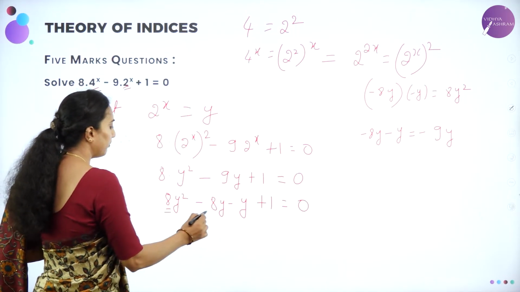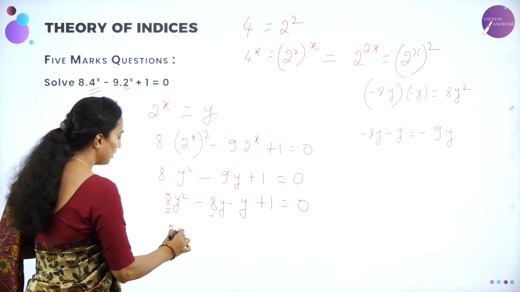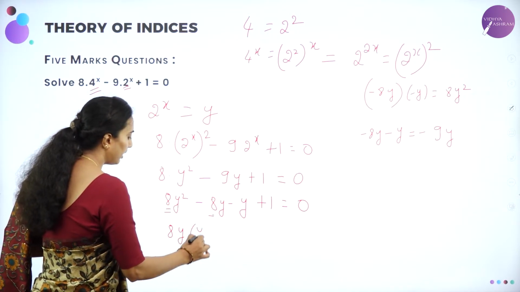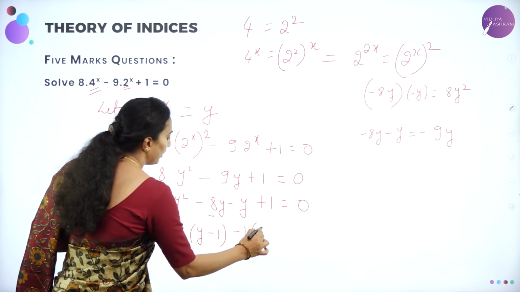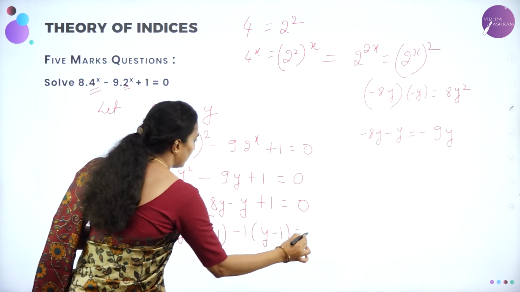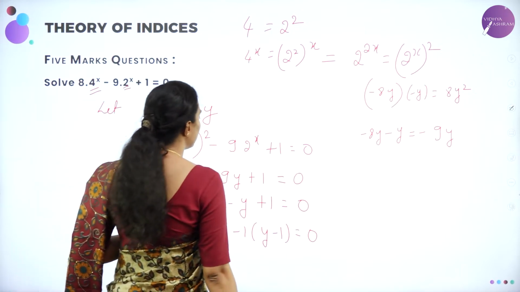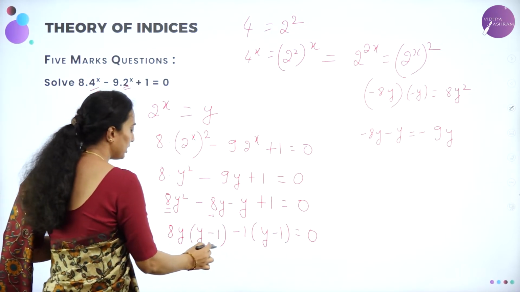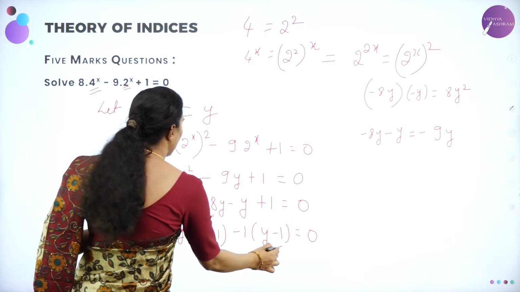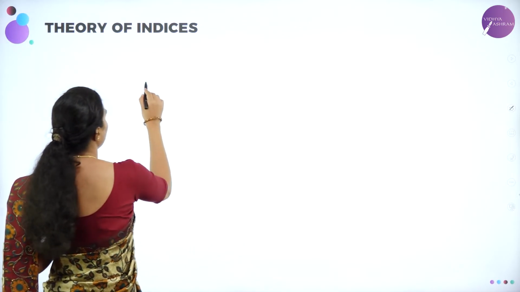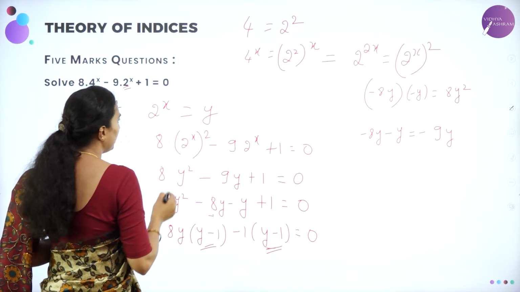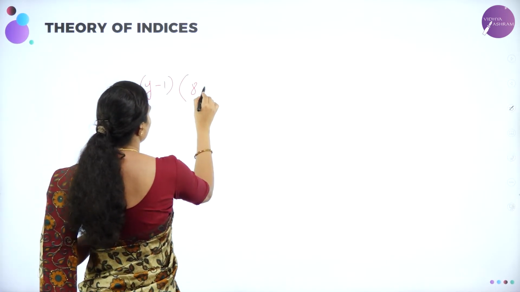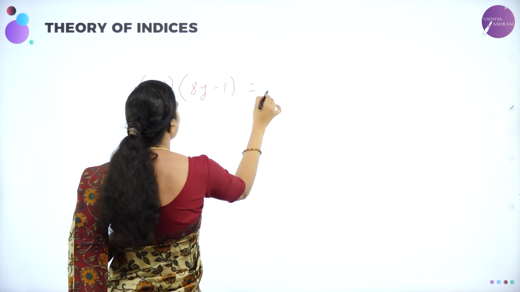So what will it become? I can take 8y common. If I take 8y common, 8y into y minus 1, and here minus 1 I can take common, y minus 1 equal to 0. So what will this become? I can take y minus 1 common again. If I take y minus 1 common again, what will it become? y minus 1 into 8y minus 1 is equal to 0.